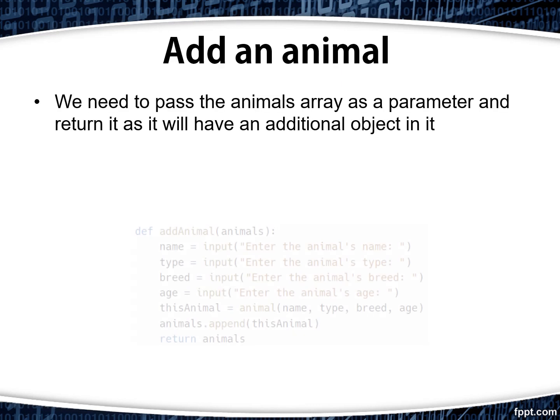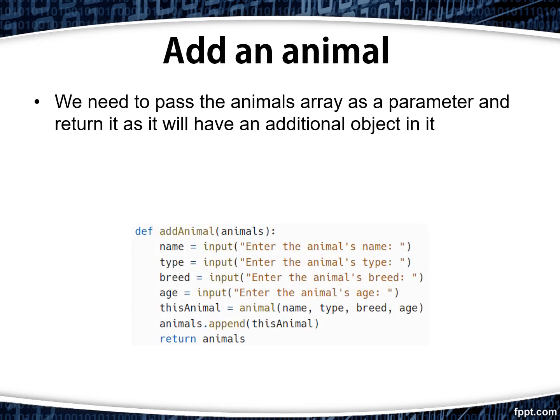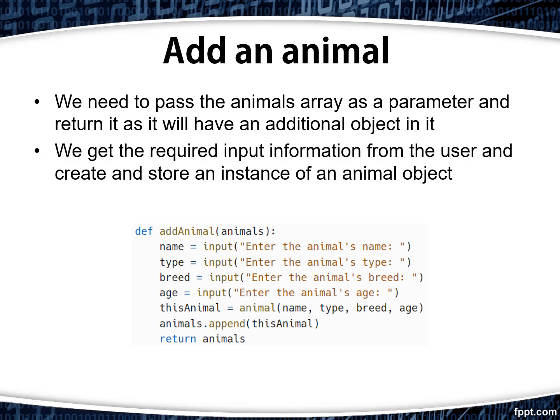To write the add an animal subroutine, we need to pass the animals array as a parameter and return it as it will have an additional object in it. We get the required input information from the user and create and store an instance of an animal object. We then append this to the animals array and then return that back to the main program.